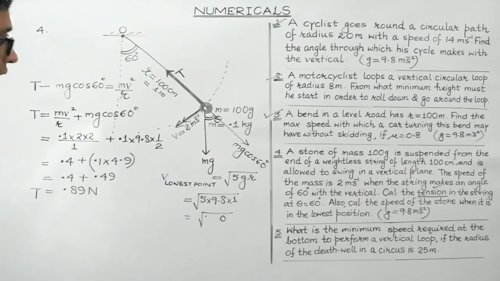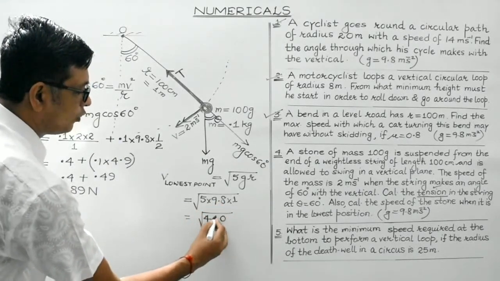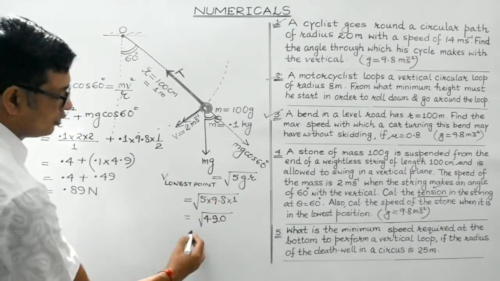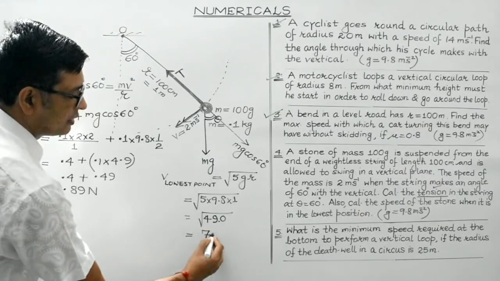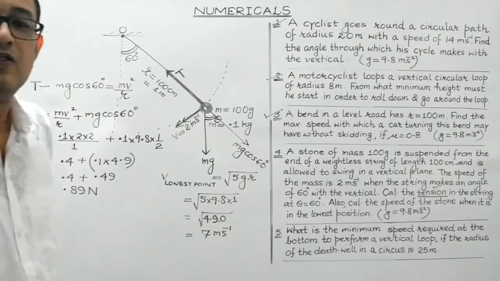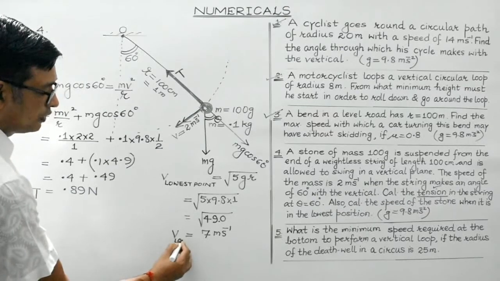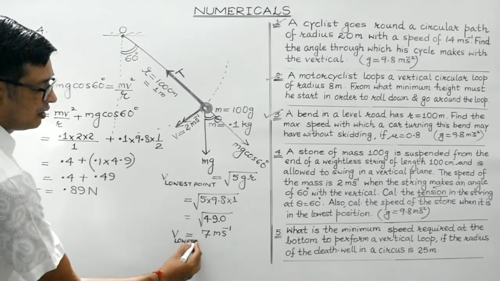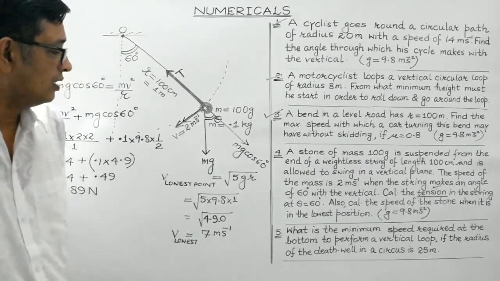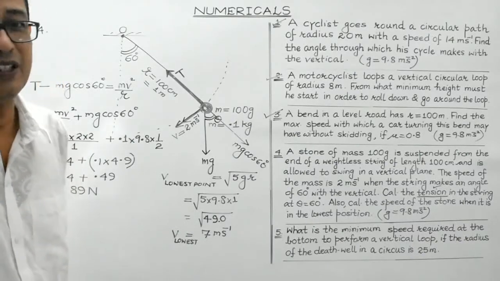So what we get is 5 into 9.8, that is 49, root 49, which gives us 7 meter per second. So this is the answer, students. The velocity of the body at the lowest point is root 5 gr. When you substitute this value, we get root 49, that is 7 meter per second.